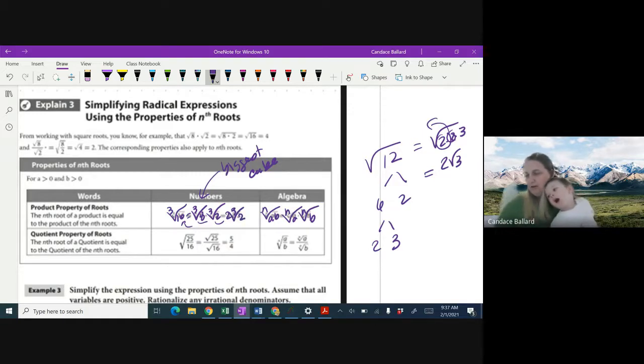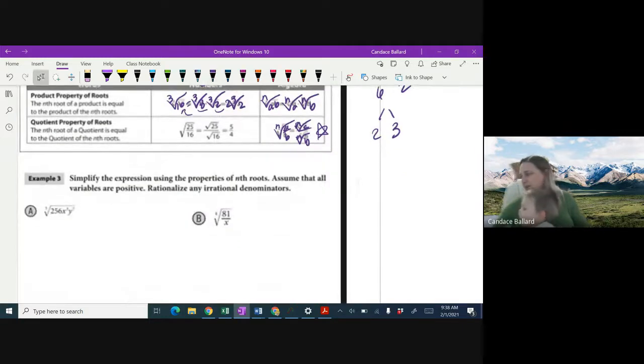All right. And then here is the quotient property. And again, the nth root has to match: the nth root of a over b is the nth root of a over the nth root of b. Okay, so let's try some of these with examples.